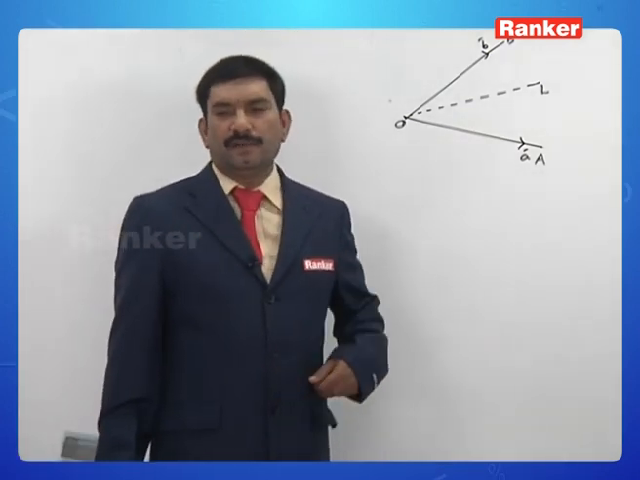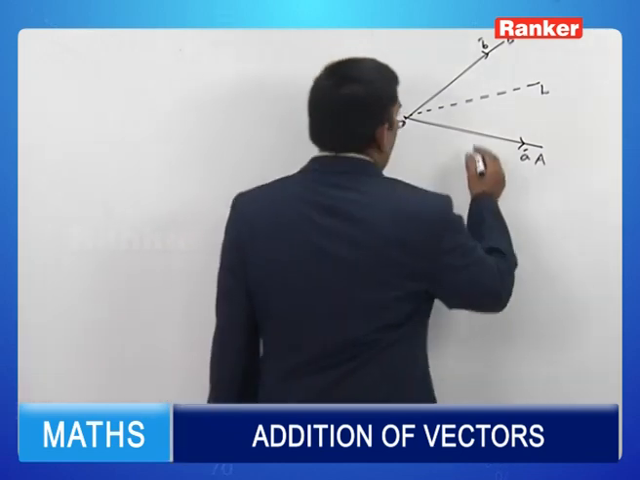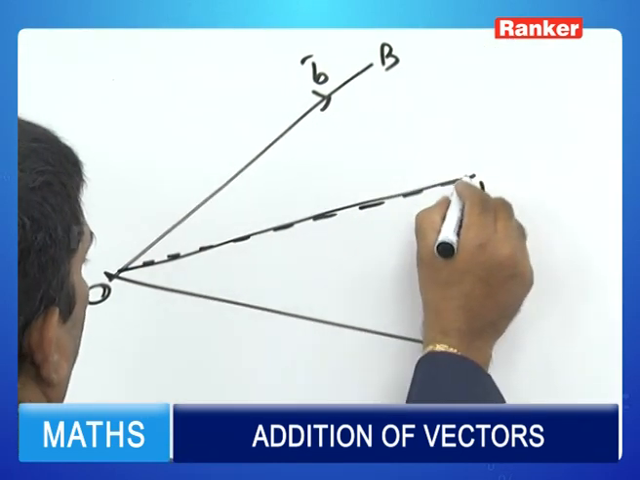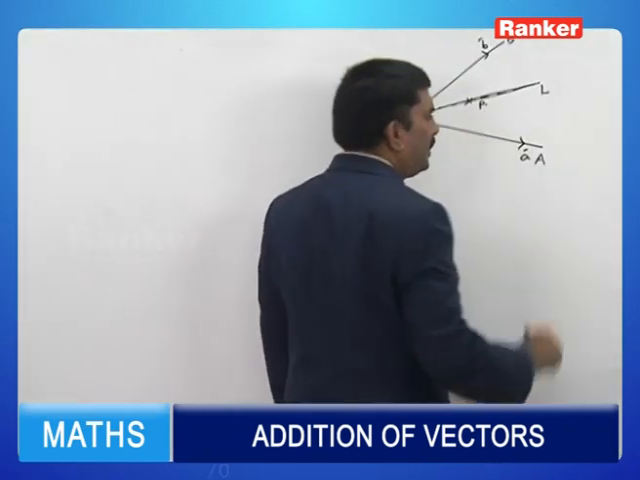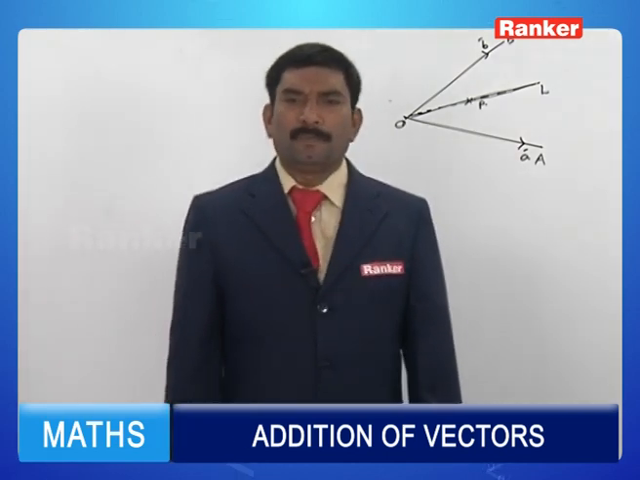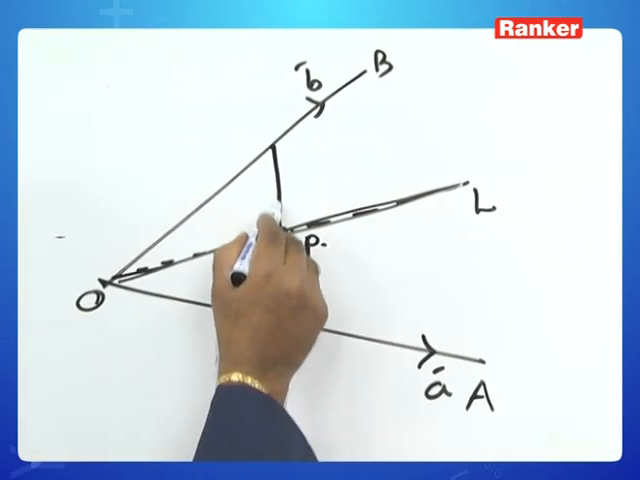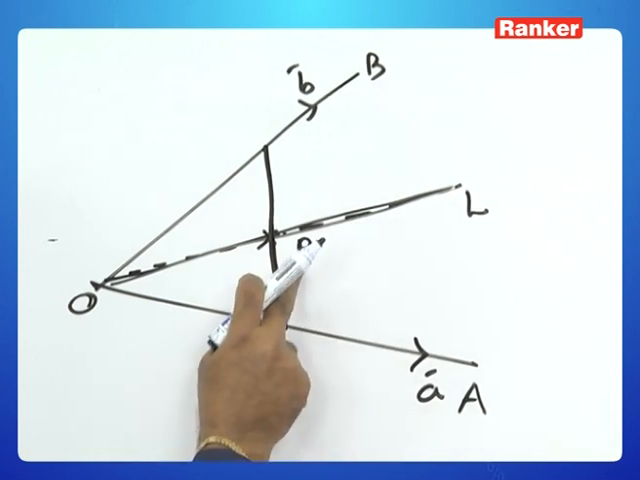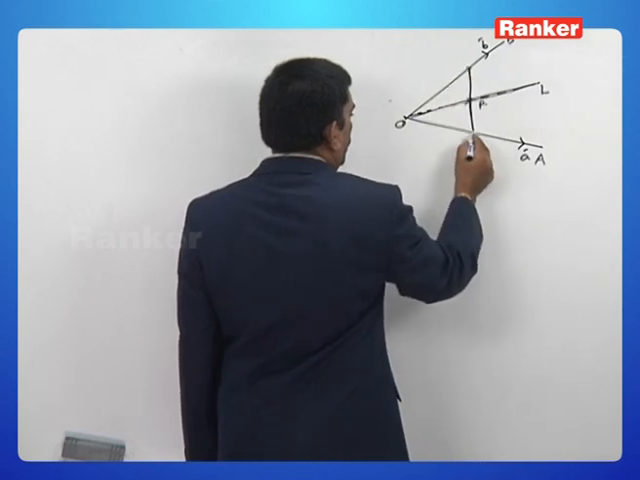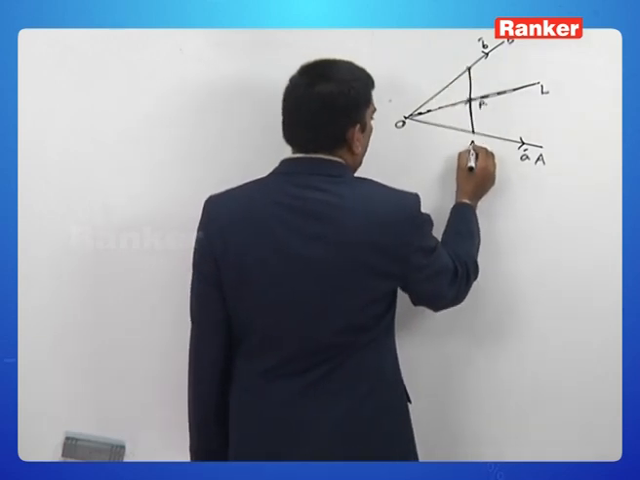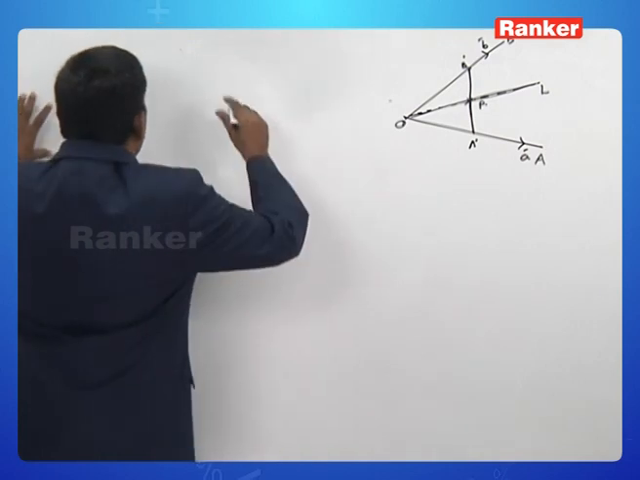OL is a what? Bisector of A bar and B bar. So therefore, let us consider a point P on the bisector. Now if I join these two, when this is a bisector, on the bisector I took P. Therefore, P acts as, I can write, now you take this as A dash. You take this as B dash.